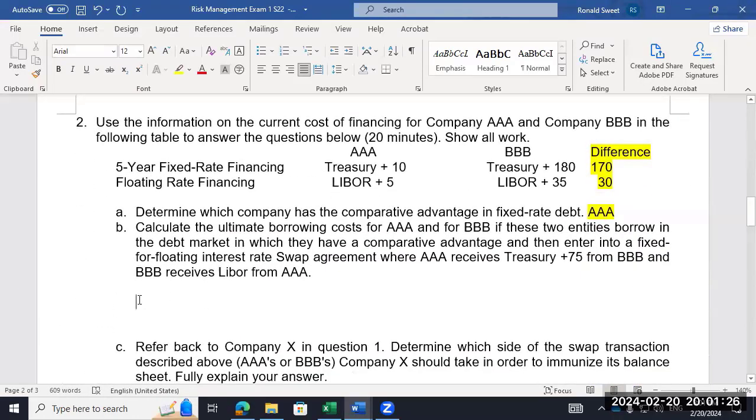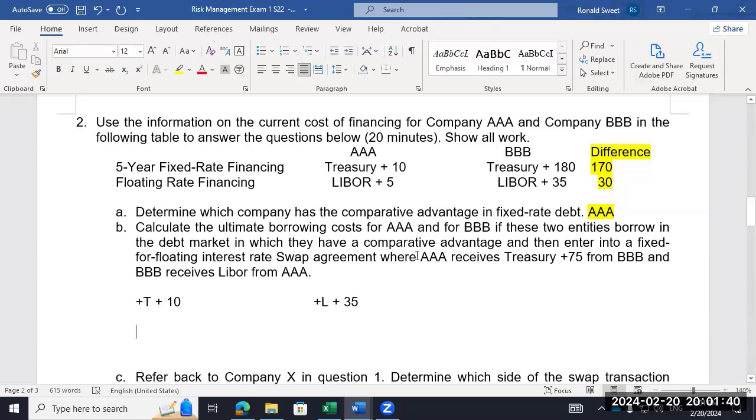So they borrow, and remember, I do plus T plus 10, and I do plus L plus 35. So make it really clear: if they're paying, it's a plus. If they're receiving, it's a minus. All right. And then we do the swap. AAA receives treasuries. That's a minus T. And receives 75.